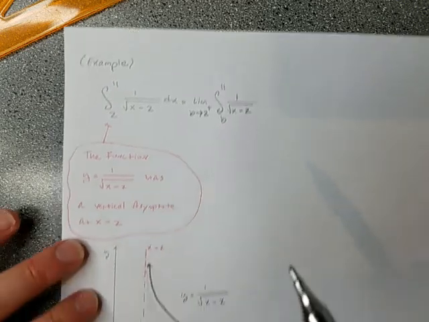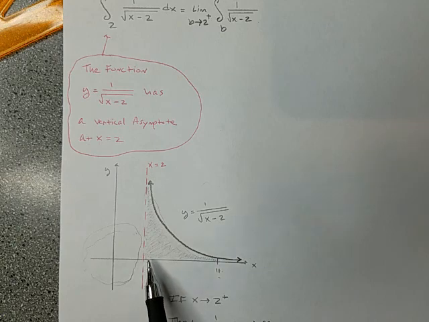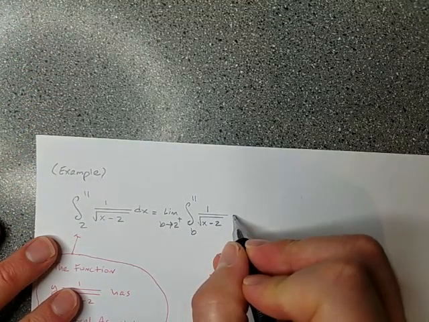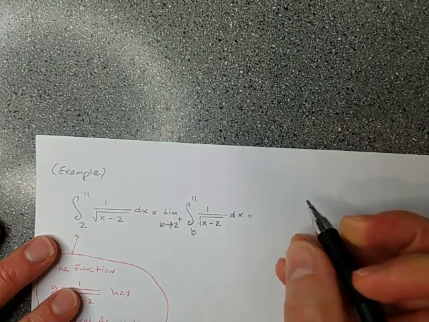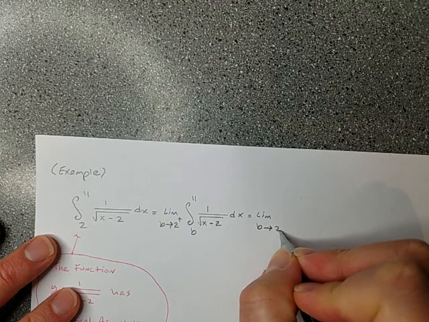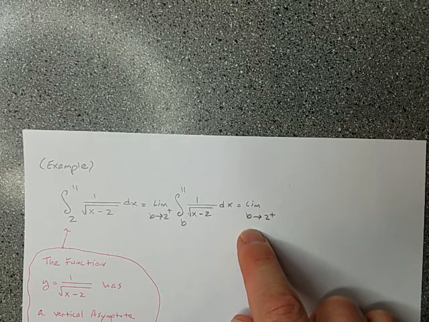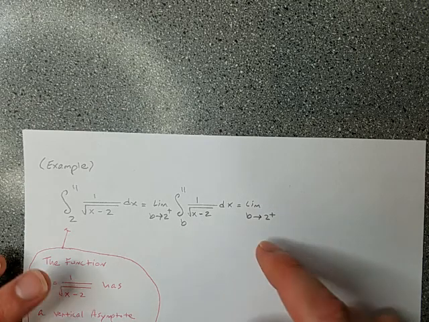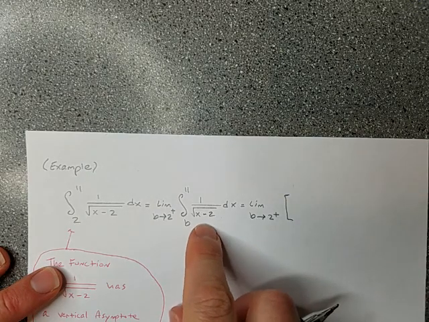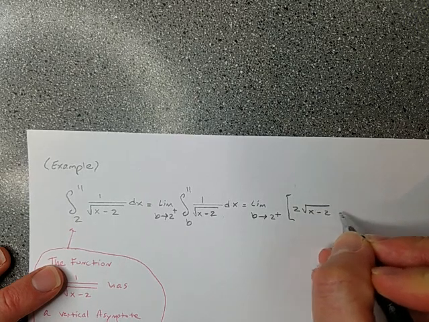Okay, it's like you're saying, I can't really measure from 2 to 11, but I could measure from like 2.1 to 11 or 2.01 to 11 or something like that. Okay, now what do you think happens next? Well, you find the antiderivative and you evaluate with the bounds, but ultimately when you do that, at some point you're going to say, I got to take the limit as b goes to 2 from the right. Okay, so let's see, the antiderivative of this is 2 root x minus 2.